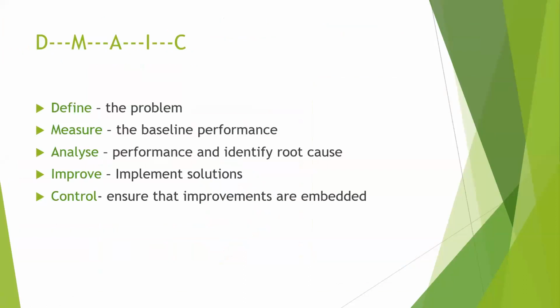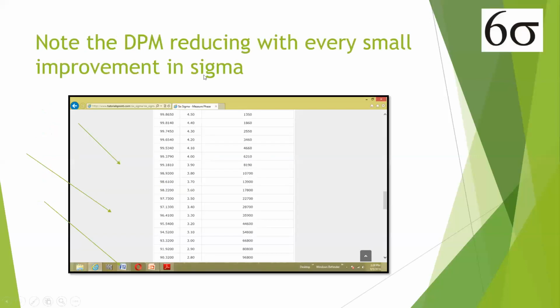What do you define? You define the problem. What do you measure? You measure the baseline performance. What do you analyze? You analyze the performance and identify the root cause. What do you improve? You implement solutions and bring about improvement. What do you control? You ensure that the improvements are embedded. So DMAIC is a very common acronym for this define, measure, analyze, improve, and control way of improving sigma metrics of a process. It's a hard work all the way.